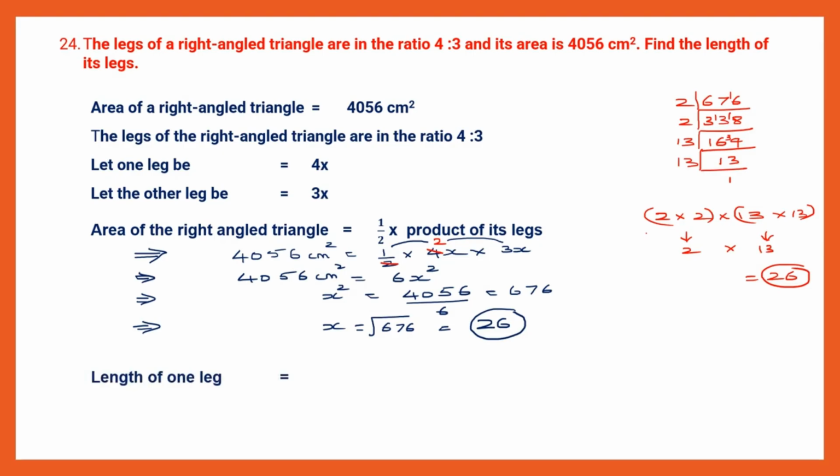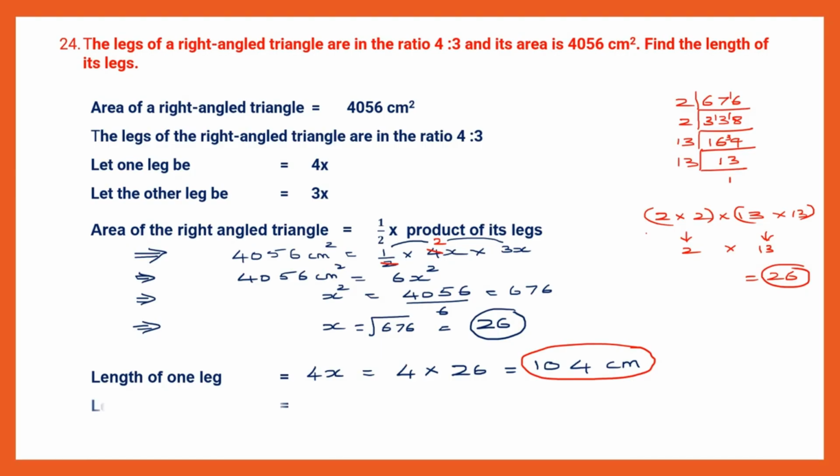So now length of one leg. Remember, we said let one leg be 4x. So I'm going to take that 4x and write it here. So length of one leg is 4x. That is 4 into x, and how much is x? We just found out x to be 26. So how much is 4 into 26? That is 104. So we have found the length of one leg to be 104 centimeters.